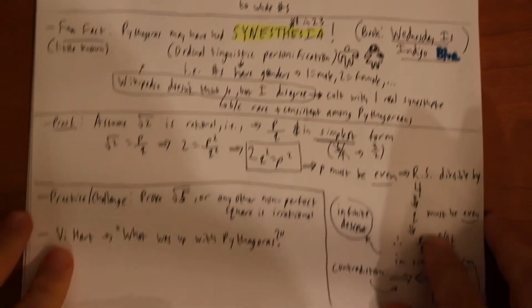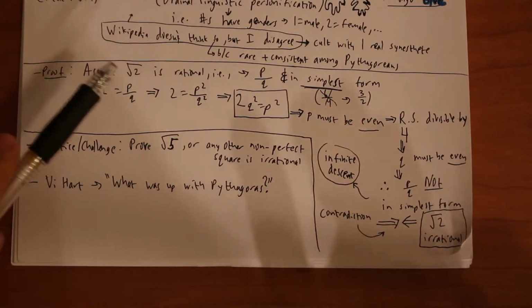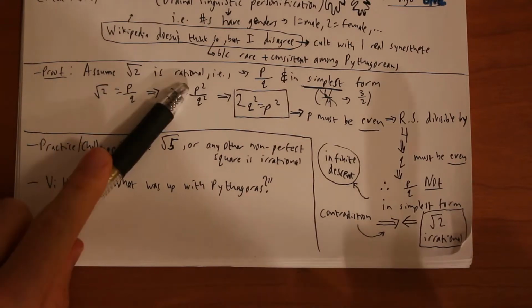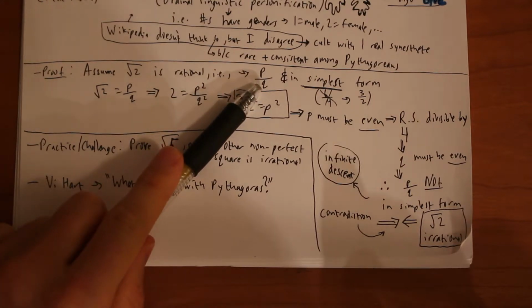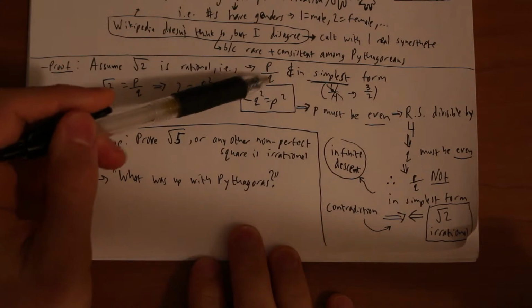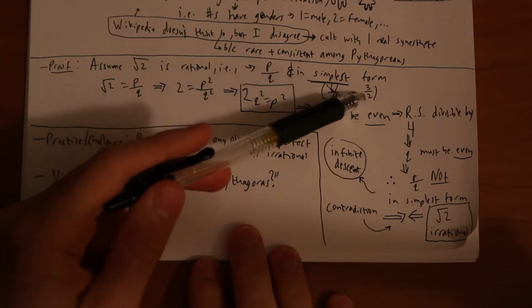All right, so let's get straight into the meat and potatoes. The proof. Let's assume the square root of 2 is rational. What does that mean from before? It means we can write it as p over q, where these are integers. Now I'm going to make one little additional assumption, that p over q is in simplest form. For example, it's not 6 over 4, it's 3 over 2.